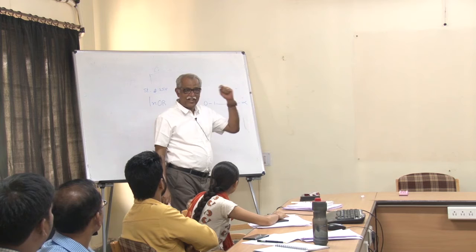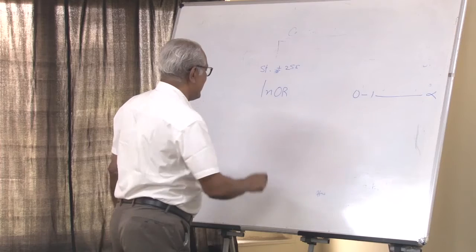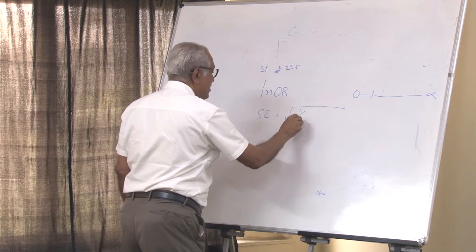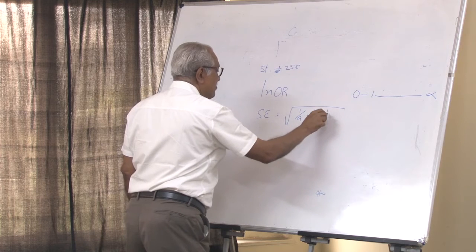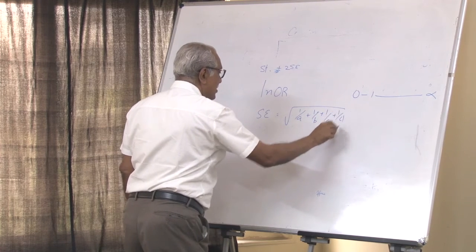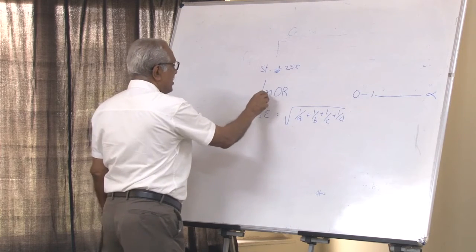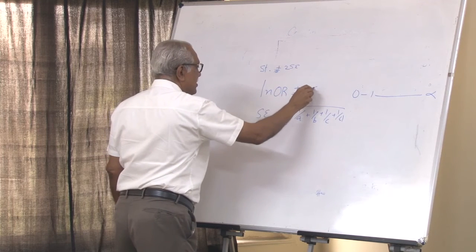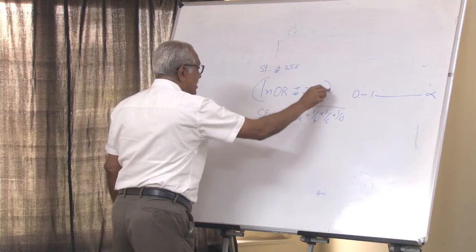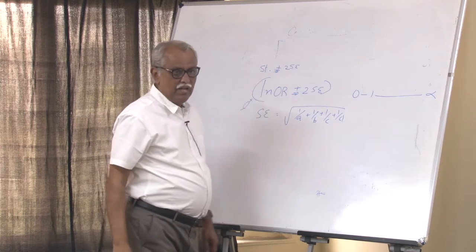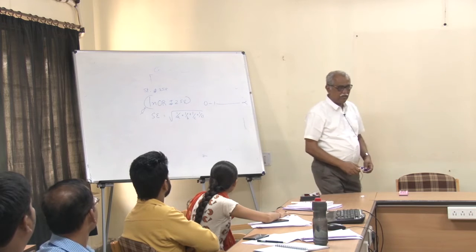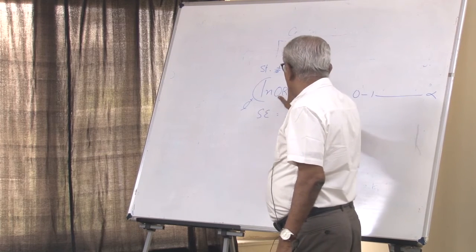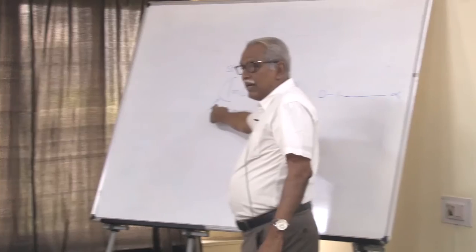And that standard error, SE, is equal to 1 by A plus 1 by B plus 1 by C plus 1 by D. So what you do is take the log natural of the odds ratio plus minus 2 standard errors and then find the anti-log. And there you have got a 95% confidence interval. Got it? Log natural odds ratio plus minus 2 standard error, find the anti-log. So you'll get an upper and a lower limit.